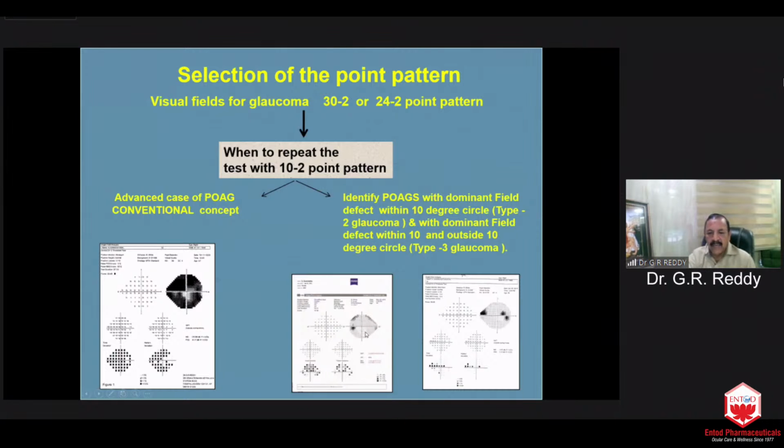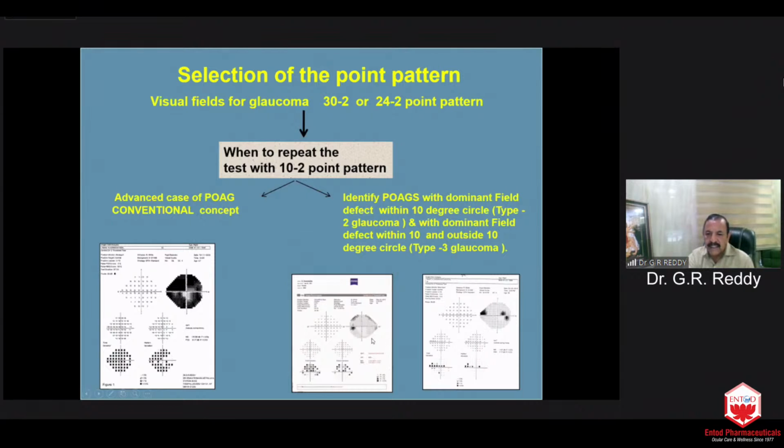But we are now seeing the field defects quite often starting within 10 degrees. You see this printout. Likely we don't ask for 10-2. You see this printout, you don't ask for 10-2 unless you know that glaucoma can start within 10 degrees with minimal defects in the 24-2.